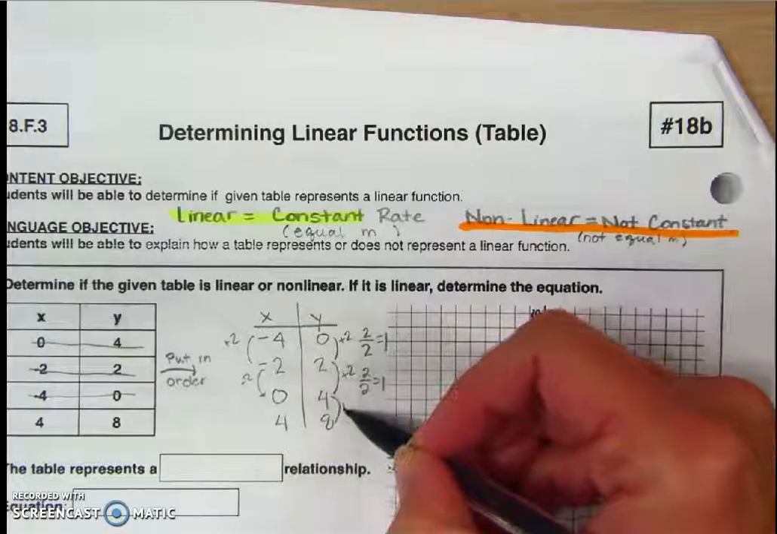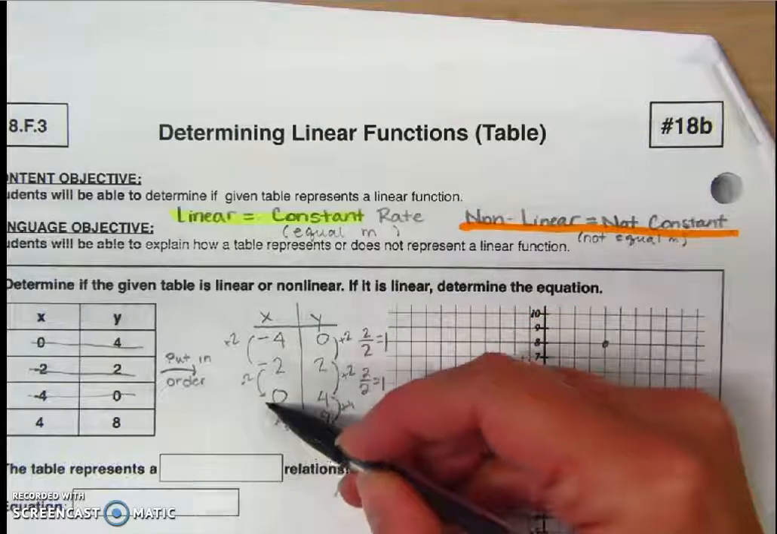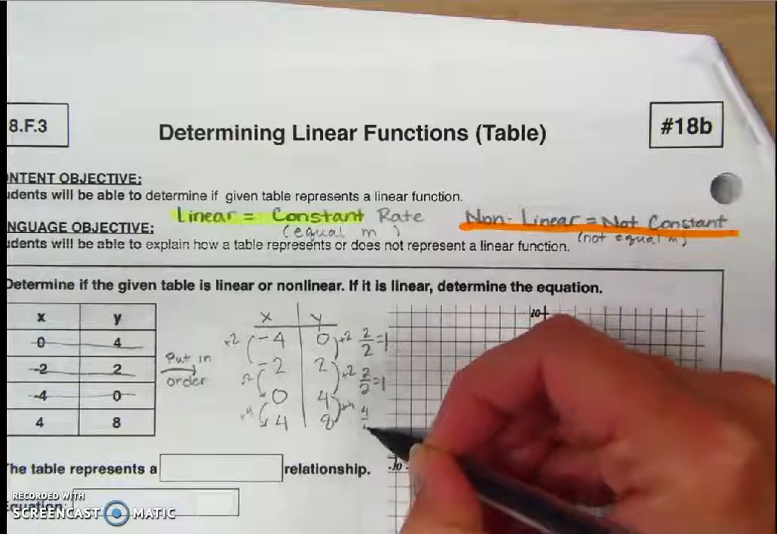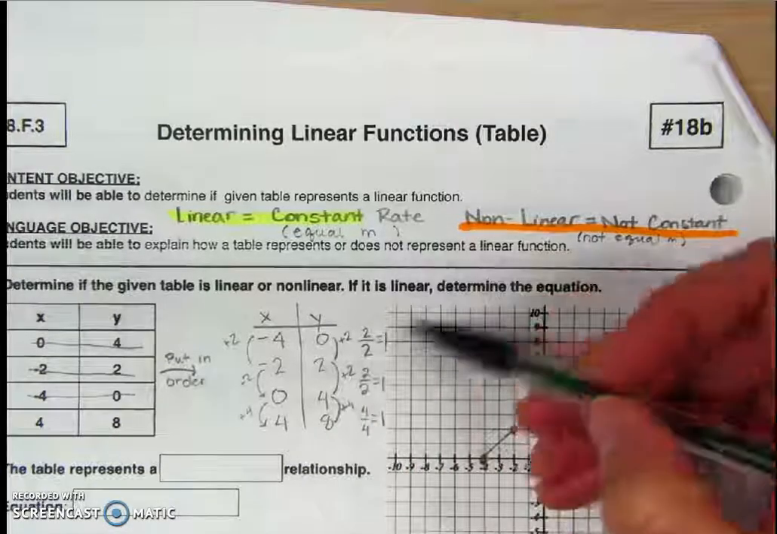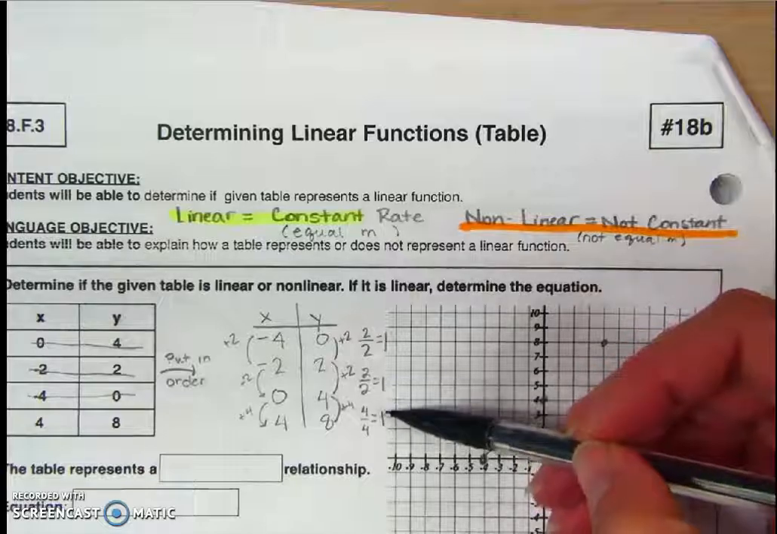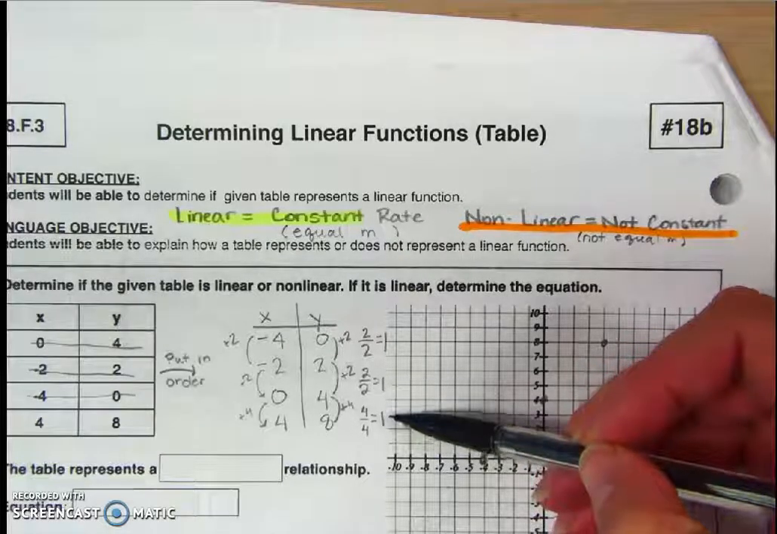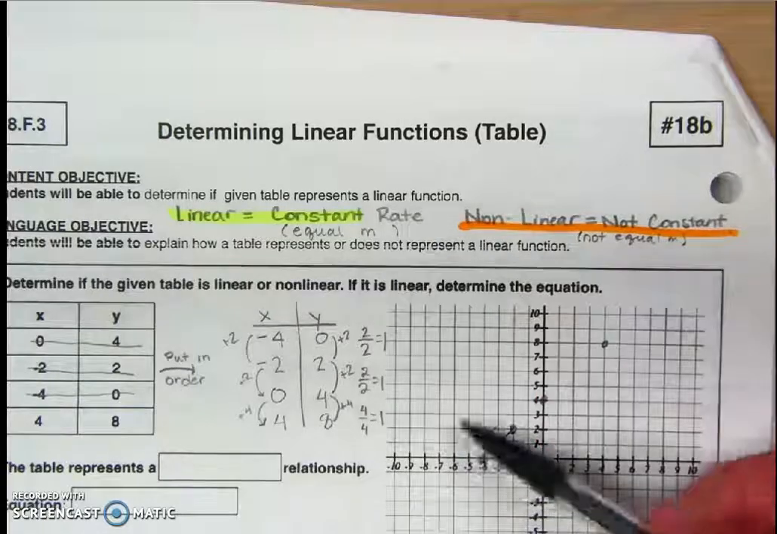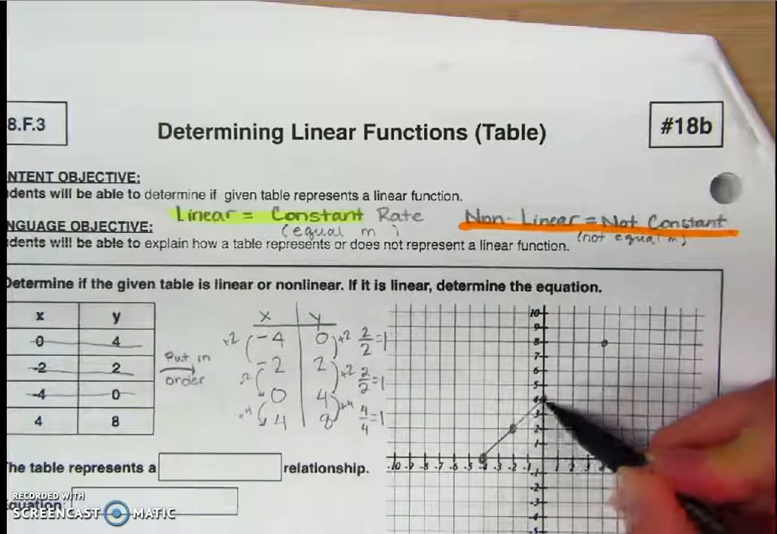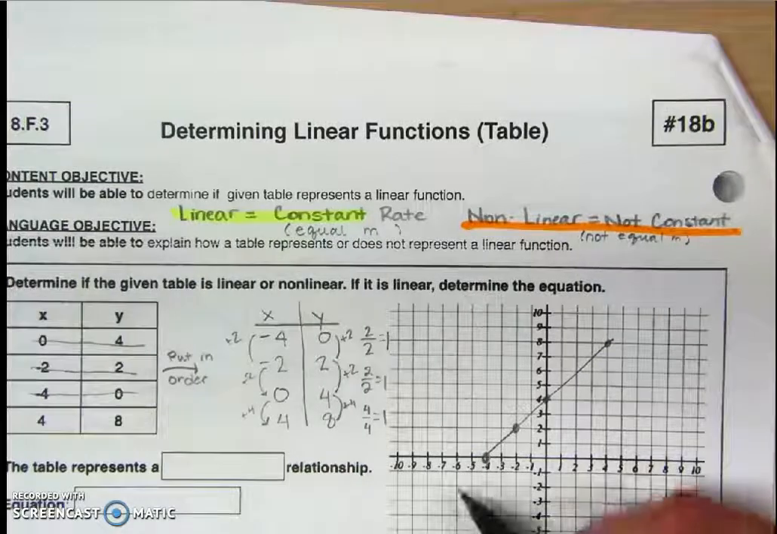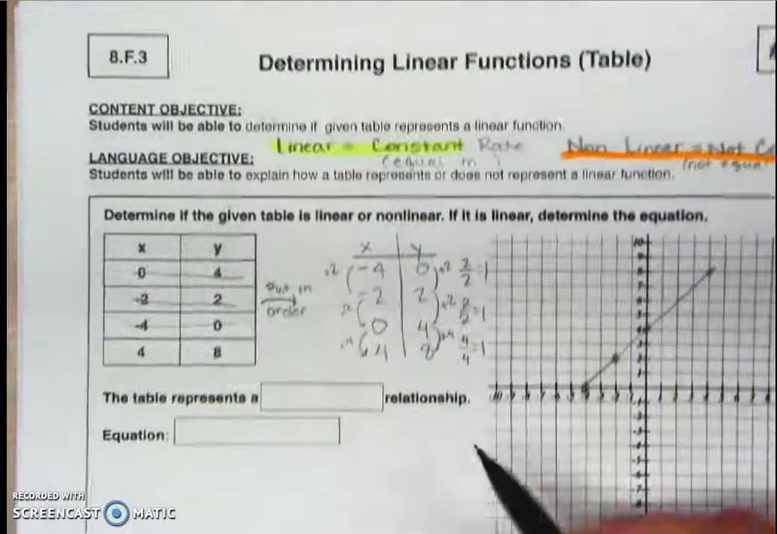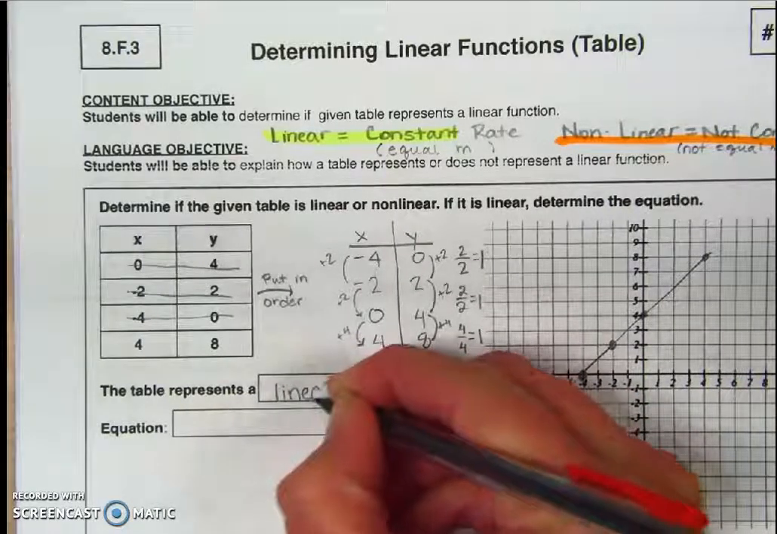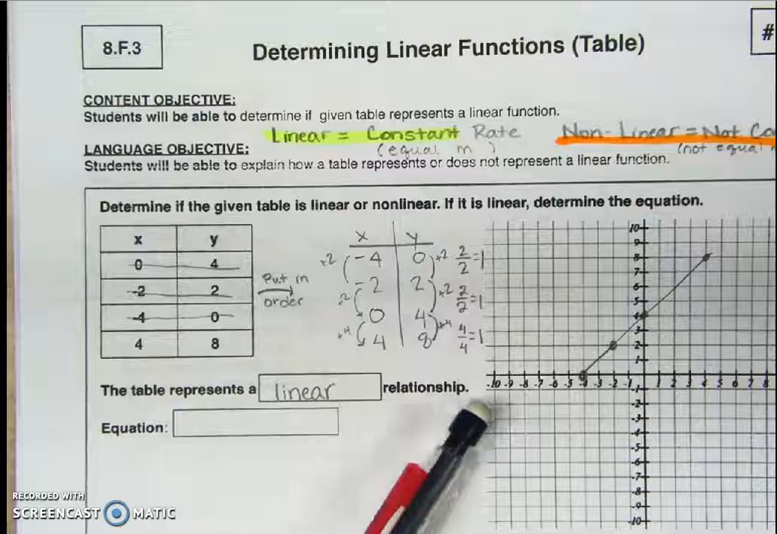From 4 to 8, they added 4, but from 0 to 4, they also added 4, so this would be a 4 over 4, which is still equal to 1. So we got the same slope between all of the points, so that tells me it's an equal m, so it's a constant rate. It's changing the same way the whole time. And so that tells me this will make a perfectly straight line. So this table represents a linear relationship. This one's linear because the slope was constant.